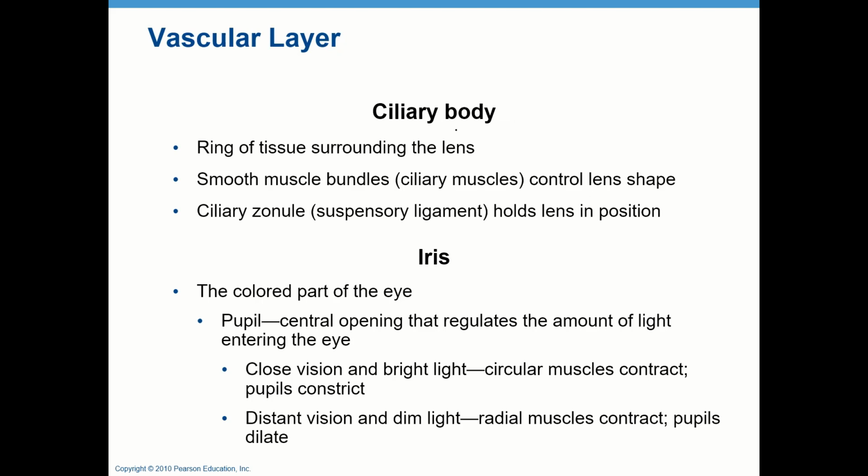We talked about the ciliary body, which is formed by the middle layer, right? And from there, suspensory ligament or ciliary zonule arise, and they hold the lens in position. We talked about the iris. Iris has a hole inside, that is the pupil, and iris regulates the size of the pupil to control how much light will enter. In bright light condition and close vision, the pupil constricts, gets smaller. In dim light, dilate.